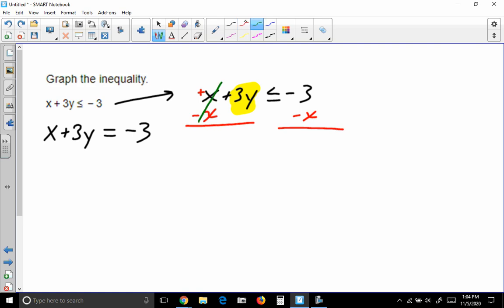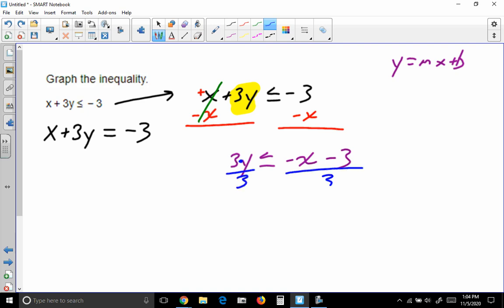So x minus x cancels, leaving us 3y is less than or equal to, if we're trying to get it in this form, let's put the x term first and then the constant. All right, now that we have the y term by itself, we need to get rid of the coefficient. So we divide both sides by 3. So we get y is less than or equal to, and if we have two terms, we divide each of those by 3. We divide the x term by 3 and the constant by 3.